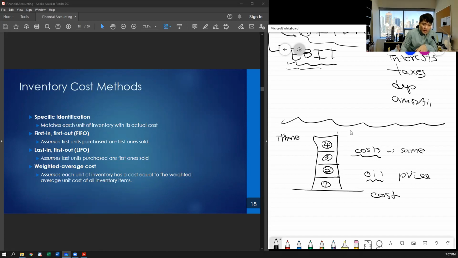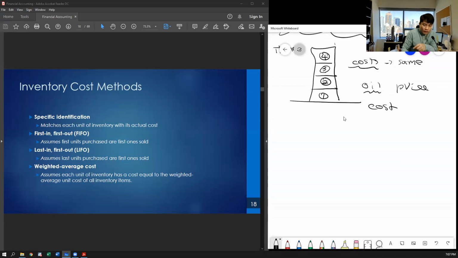Okay, so in accounting, there are by and large four ways to measure this cost of goods sold, starting with specific identification. What that means is that there is a computer system that basically tracks which inventory has been sold during the year. Let me just give you an example here.